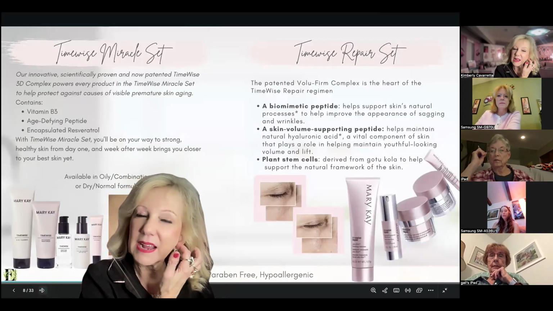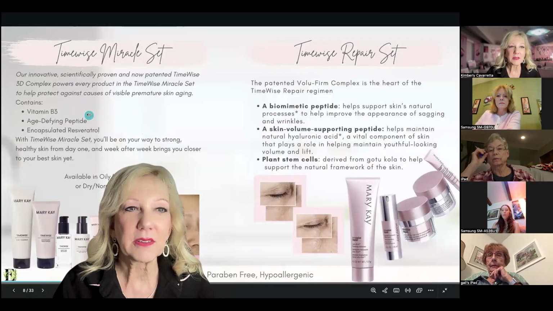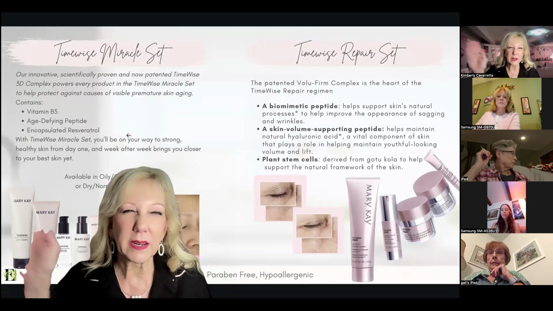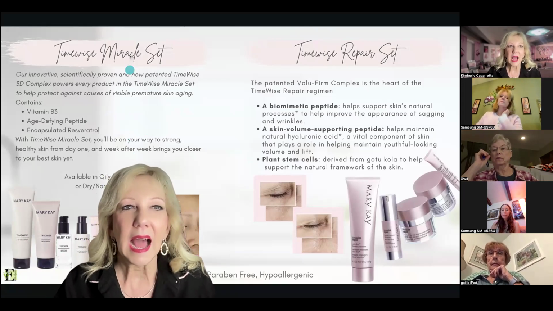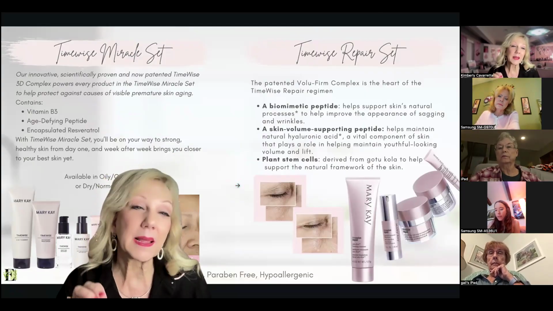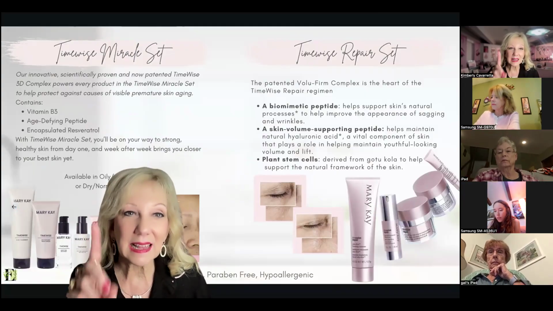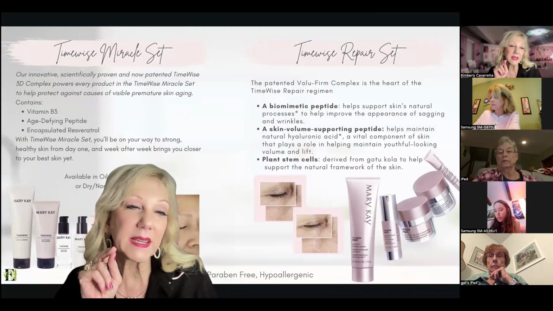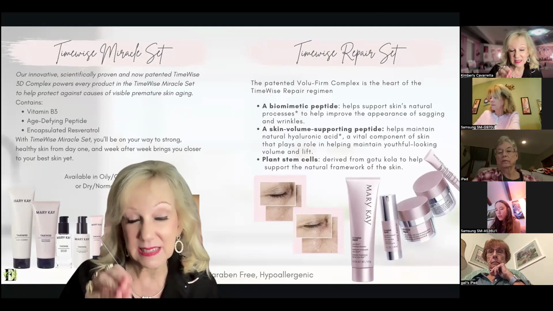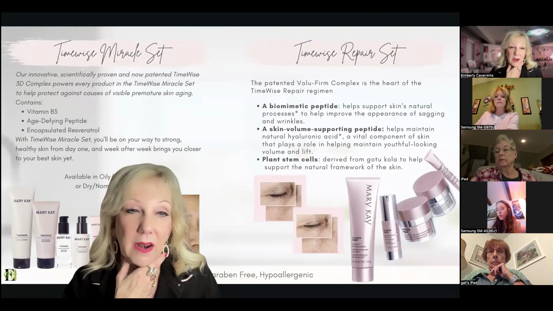Okay. These are our TimeWise line products. I'm going to tell you about just these two because it's like 20 to 40 and then 40 plus. But the Miracle Set is amazing. It's our 3D complex and it comes with a cleanser that is a 4-in-1 cleanser. It's got a cleansing bead in it, an exfoliating bead, the cleansing cream, and a brightener. The brightener is the navy bean and your skin is brighter after you're using it.